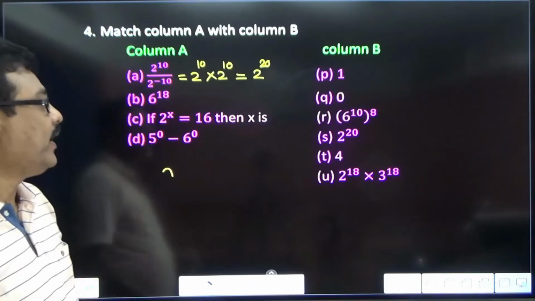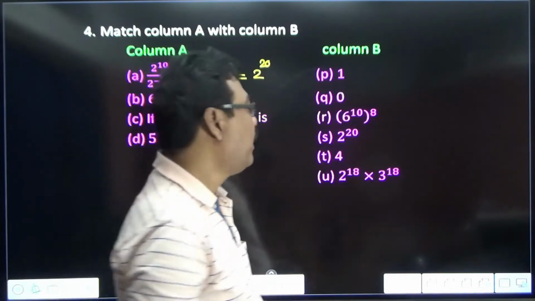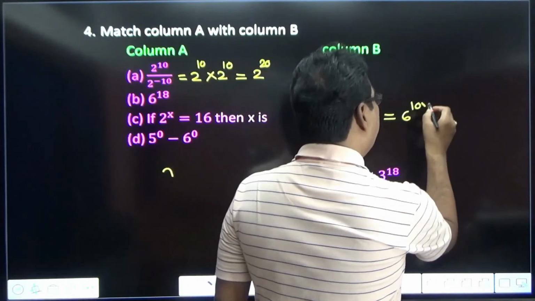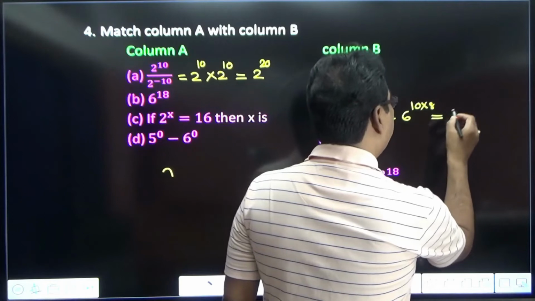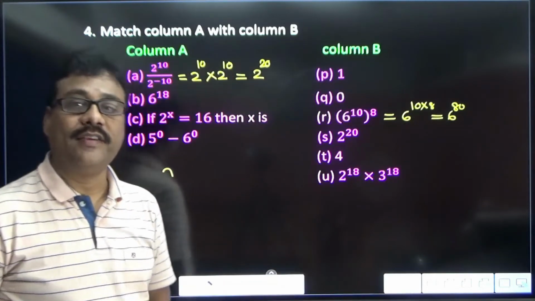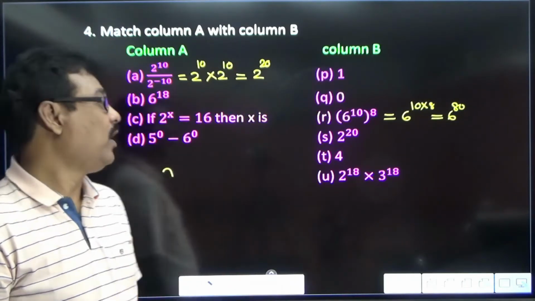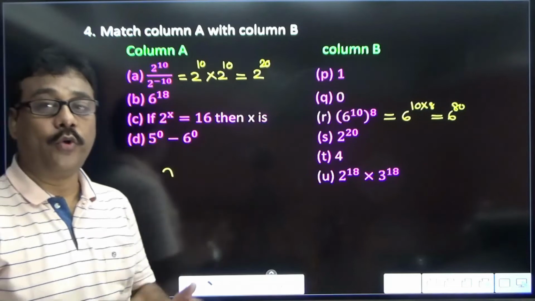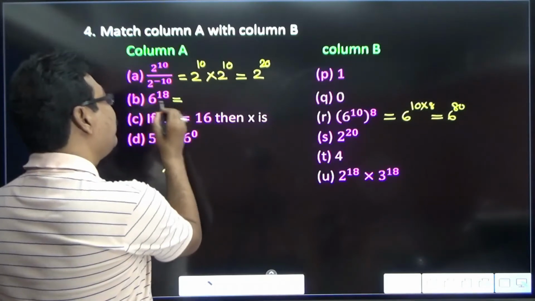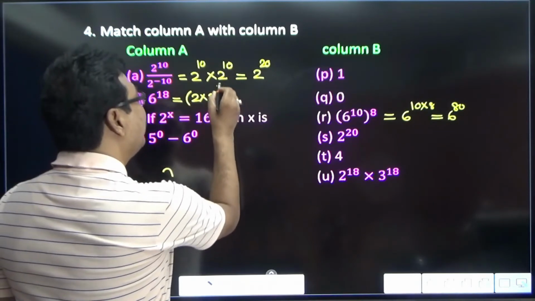6 to the power 18, I can see here 6 to the power 10 to the power 8 is written, but if I write this one, it is coming 6 to the power 10 into 8, we have that formula, 6 to the power 80. So obviously this is not the answer, and what I can see here, no more 6 is there. So I will have to express it in other way. Okay, how will I express? 6 can be written as 2 into 3 to the power 18.